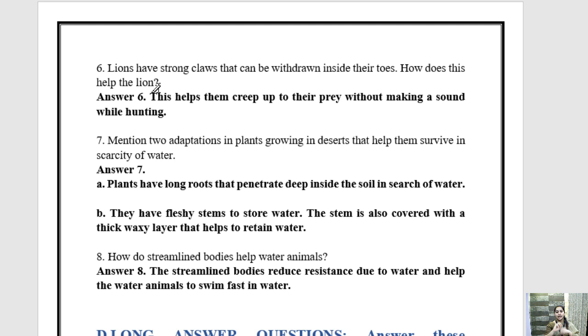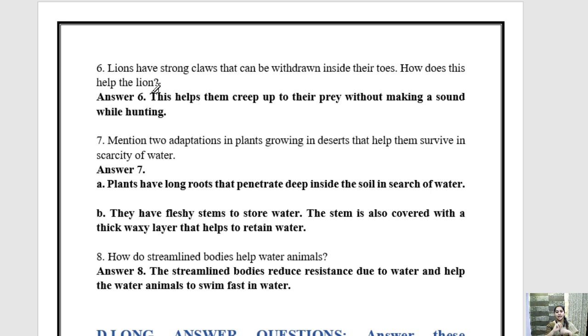Now 7th: mention 2 adaptations in plants growing in deserts that help them to survive in scarcity of water. Scarcity means shortage. If water is scarce in the desert, what property of plants helps them survive there? So here basically we are talking about succulent plants. Very good. So let's see what these succulent plants do.